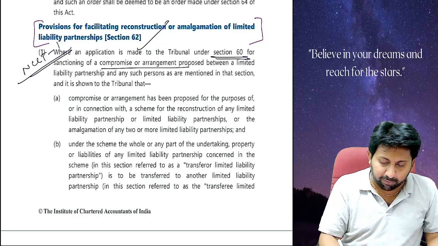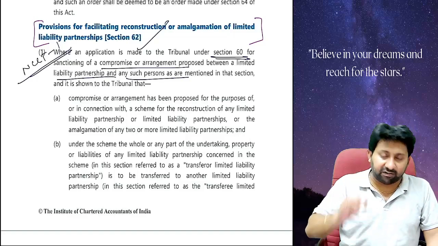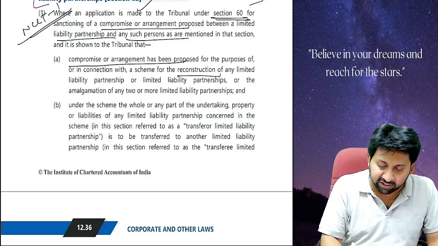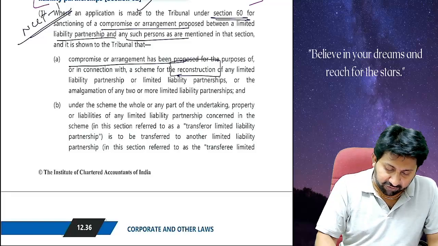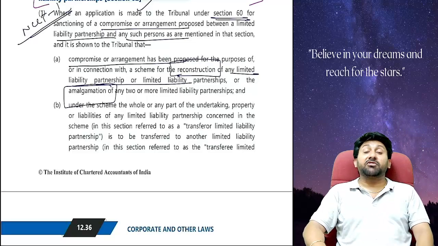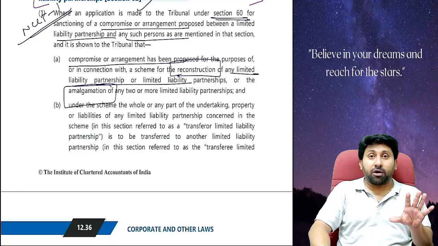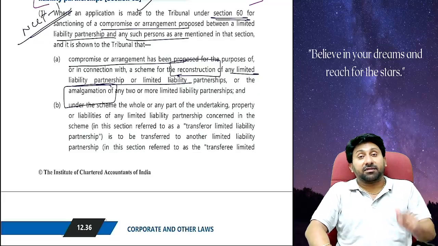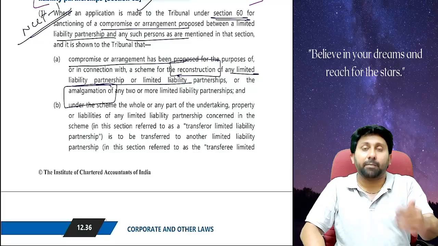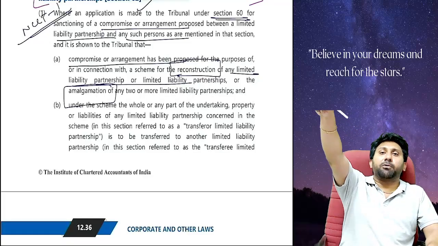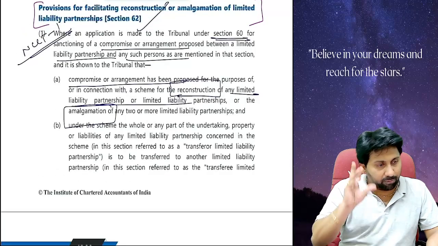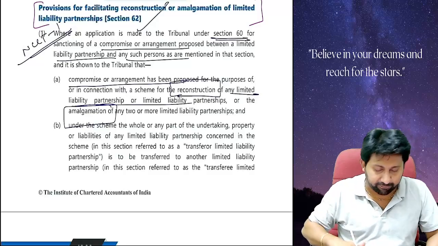Sanctioning compromise proposed between LLP and such other persons mentioned in that section. Compromise or arrangement is proposed also in this section, but this compromise is in the nature of what? Reconstruction of any LLP or LLPs in the form of amalgamation. We are going for a total scheme of compromise or arrangement, but this application is made in the process of amalgamation. Section 60 is a compromise, section 62 is an amalgamation. Both are reconstructions. That is internal, this is external.